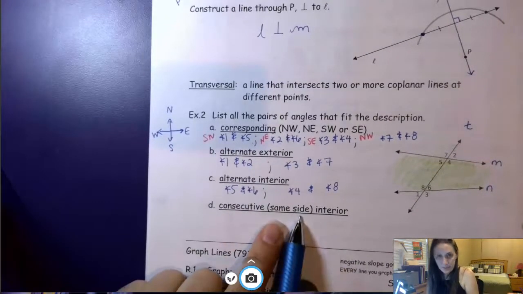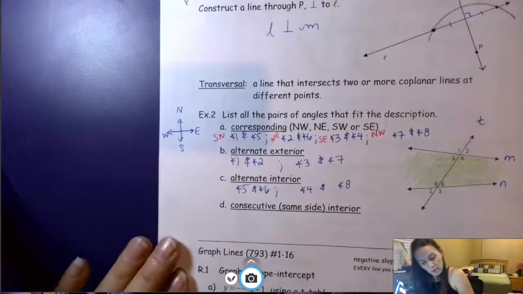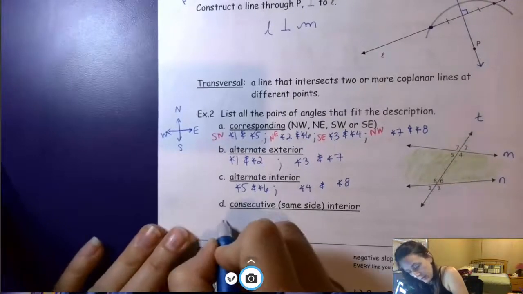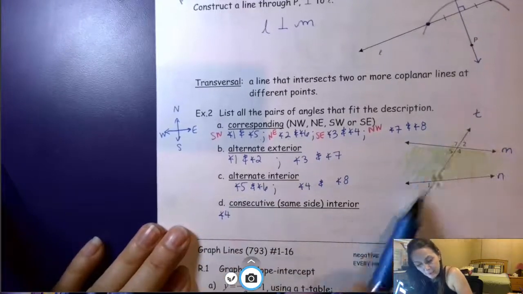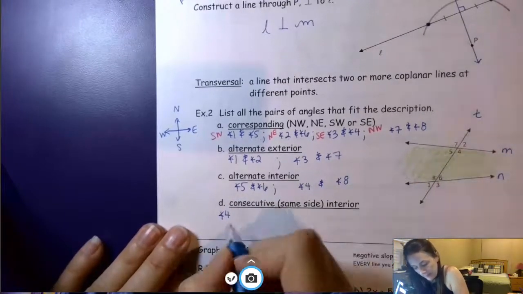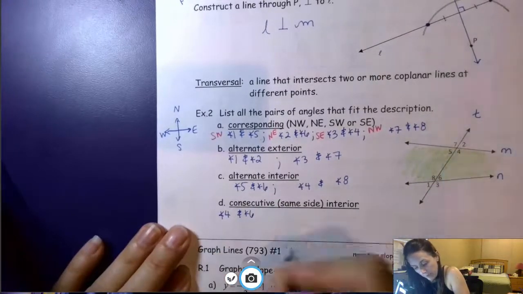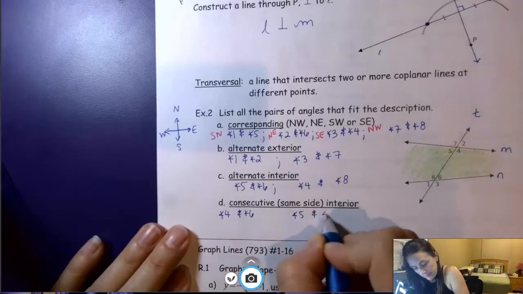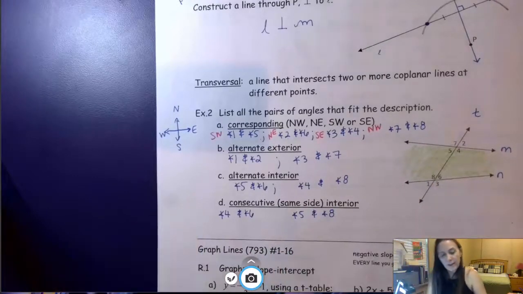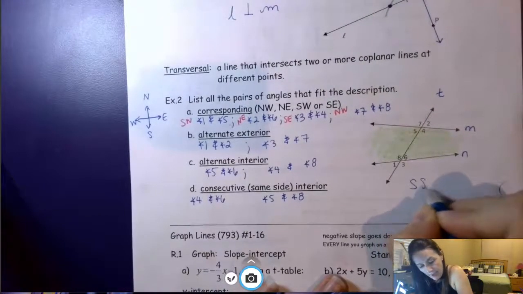Consecutive or same side. I generally say same side interior, but the book says consecutive interior. They mean the same thing. So if I want same side interior, let's start with angle 4. What's on the same side of the transversal inside? It's going to be 6. And then we have 5. Same side inside is going to be angle 8. Okay, now the one that isn't mentioned here, and I'm not really sure why, is same side exterior.